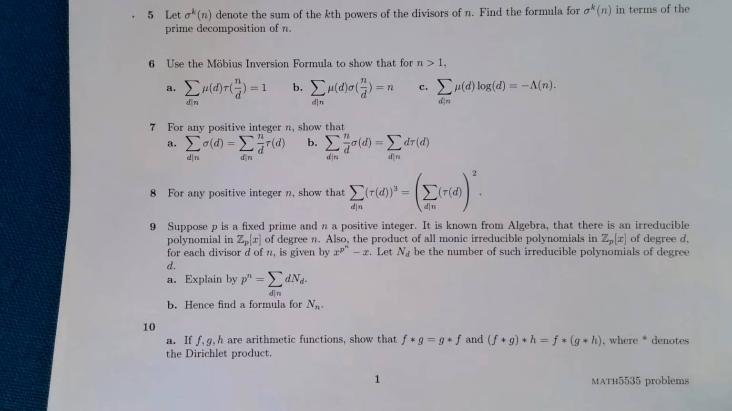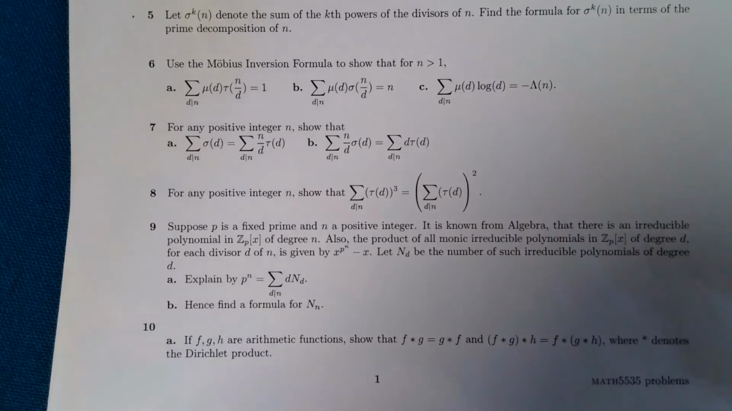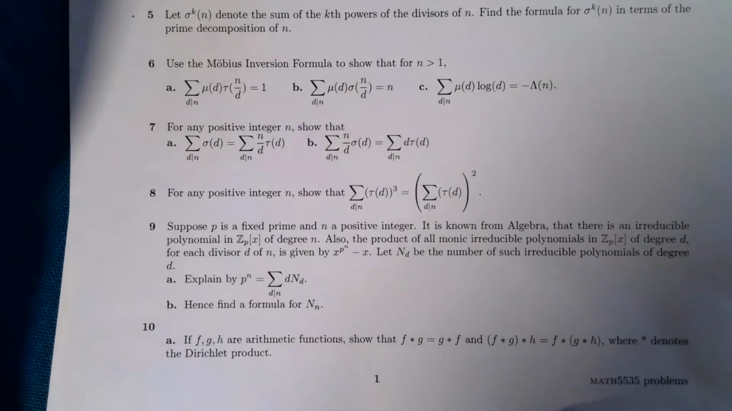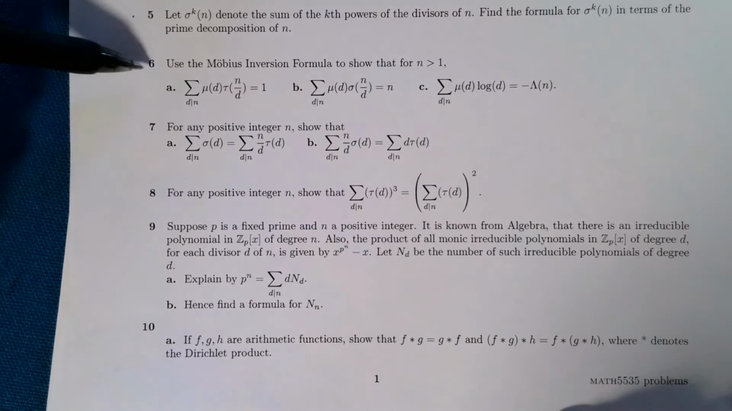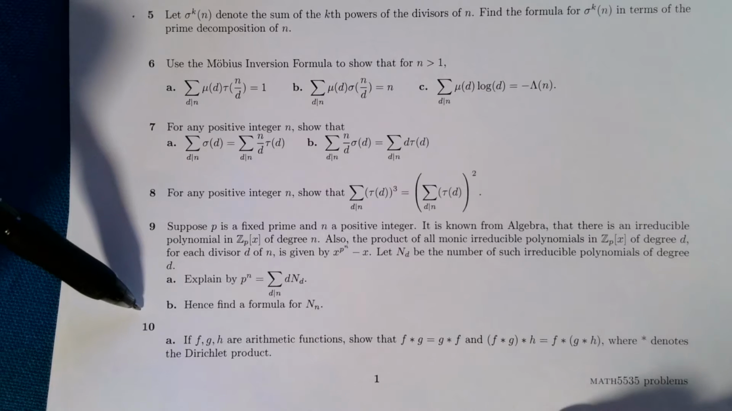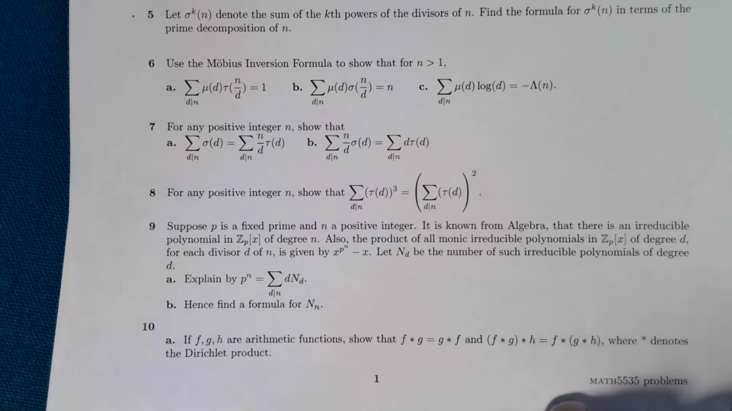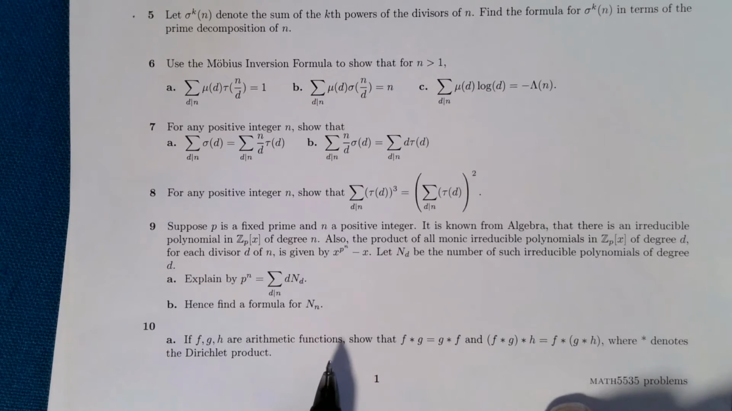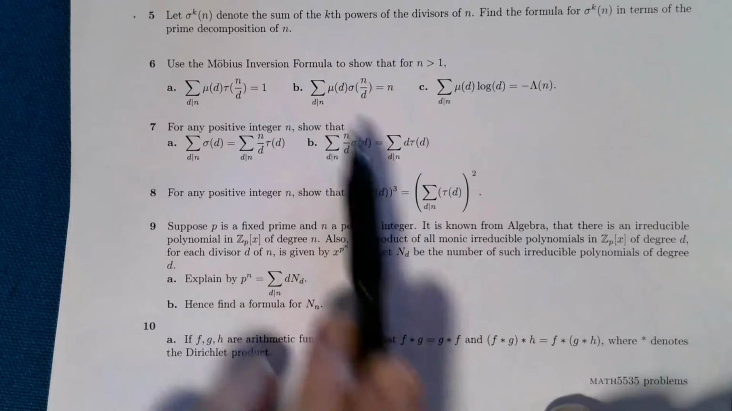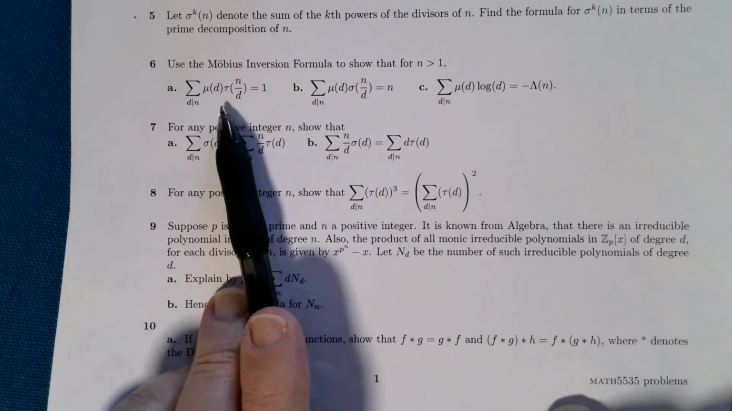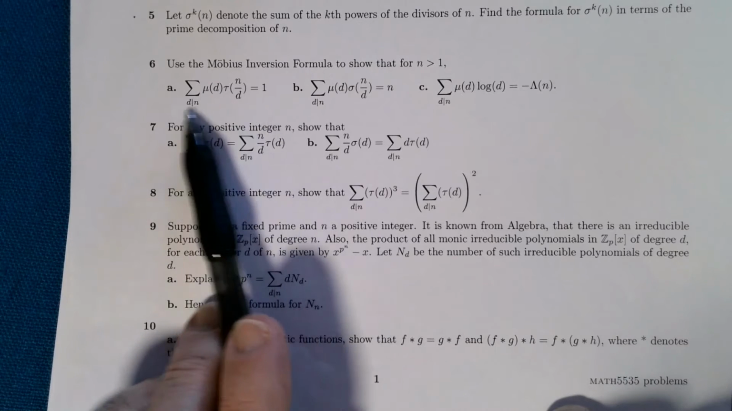Well, hello, I'm going to just go through some of the exercises for Chapter 3, Section 2, and these are questions 6 through to 9. So question 6 is just a simple application of the Mobius inversion formula, just to obtain a few little funny looking identities of sums over divisors.